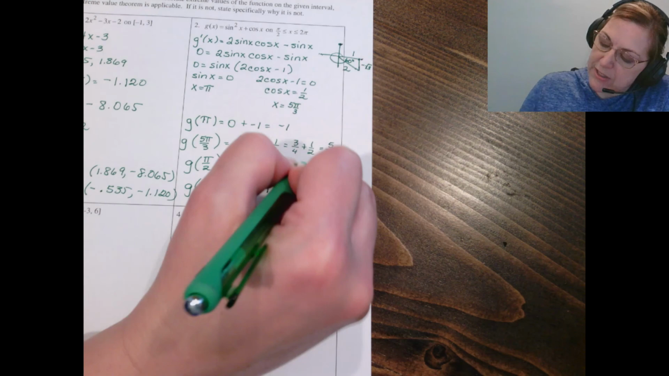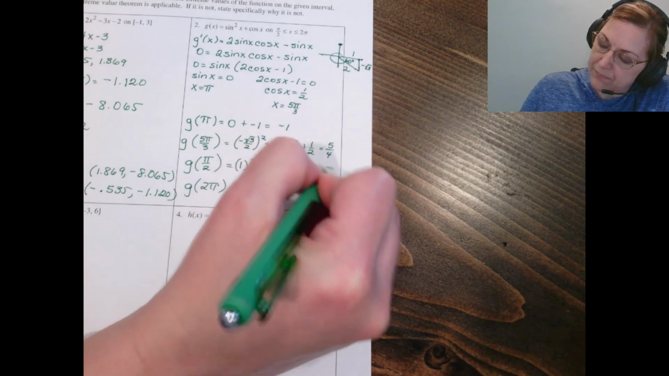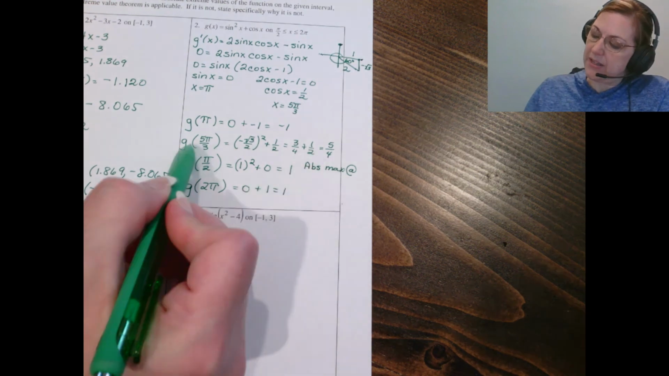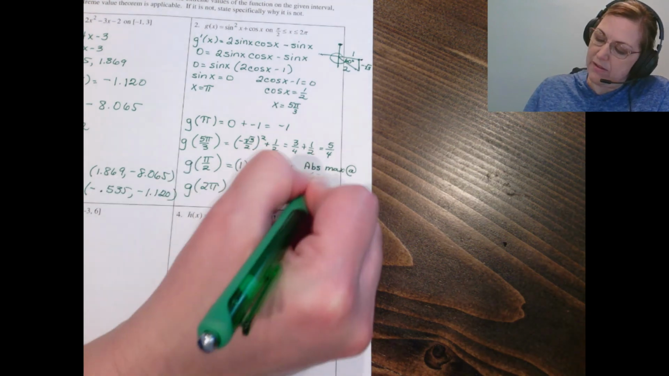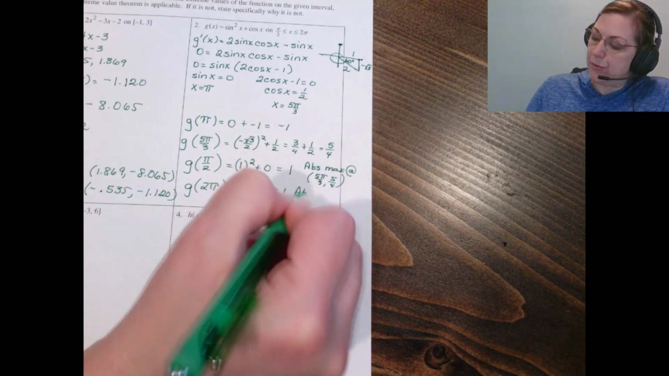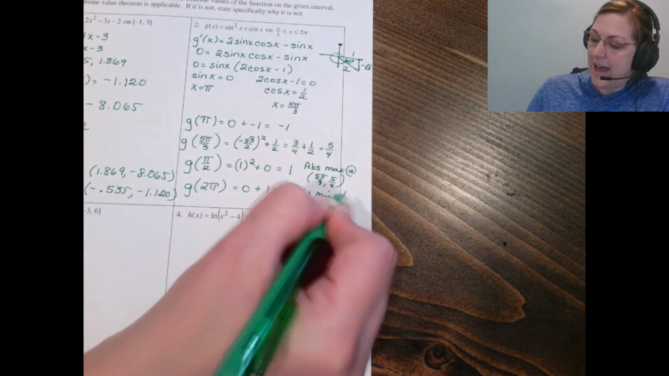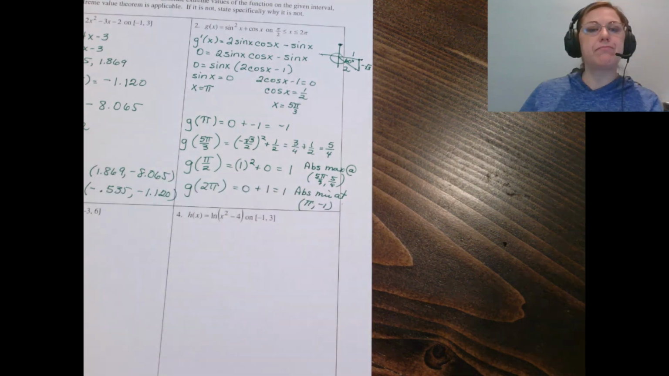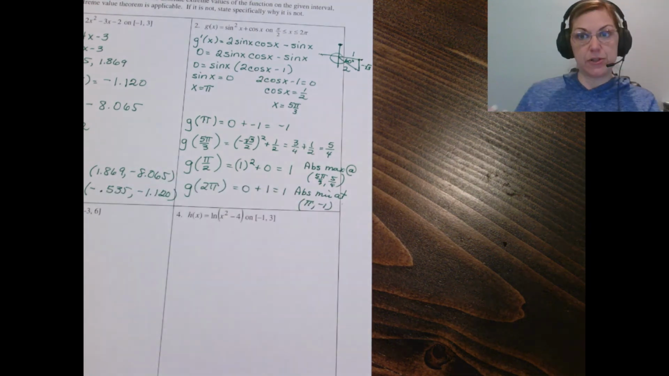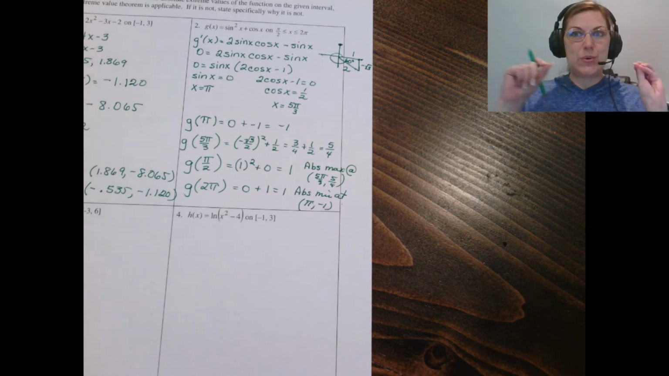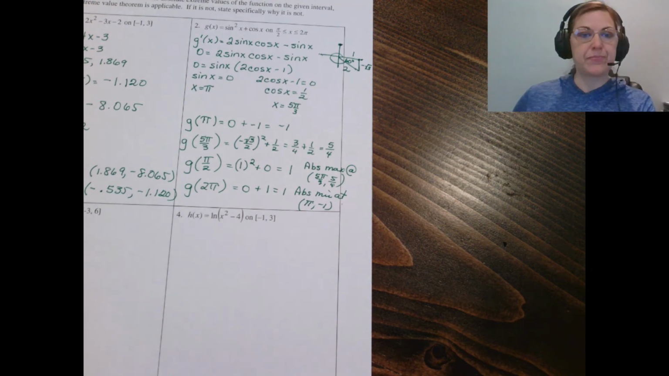I have an absolute max at, let's see, it's going to be at this 5 pi over 3, 5/4. I've got an absolute min at my pi, -1. Okay. So good work with trig functions there, just to kind of keep up our skills and make sure that we're using our unit circle, using our reference triangles to find our values.